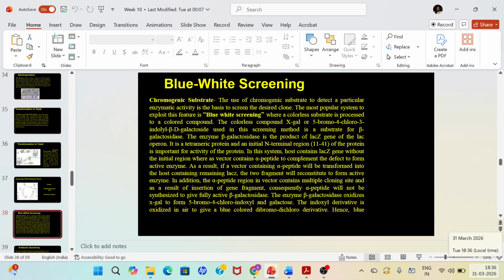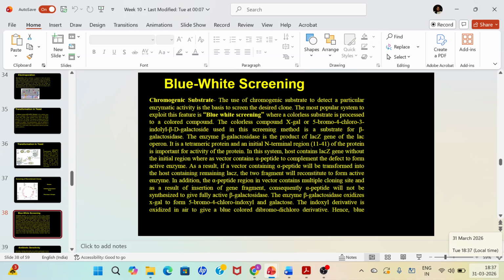It is a tetrameric protein, and the initial N-terminal region of the protein is important for its activity. In this system, the host contains the lacZ gene without the initial region, whereas the vector contains the alpha peptide to complement the defect. So your host does have the lacZ gene, but it is not the complete gene. To complement this defective lacZ gene, we provide an alpha peptide from outside in our desirable vector, so that it can complement that gene and form the enzyme beta galactosidase.